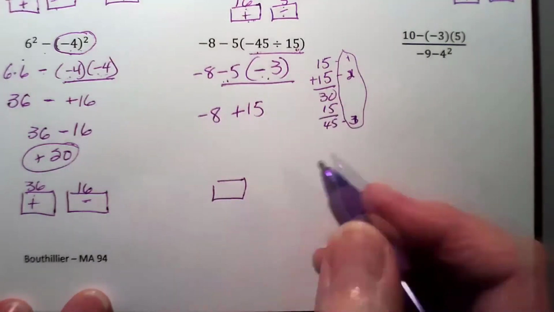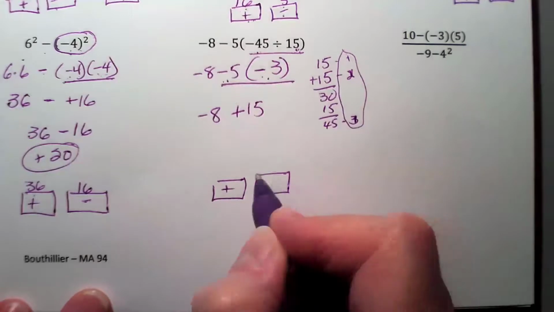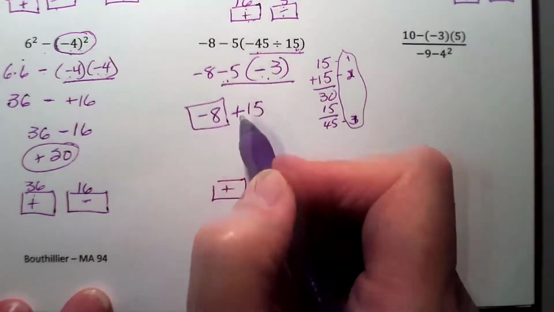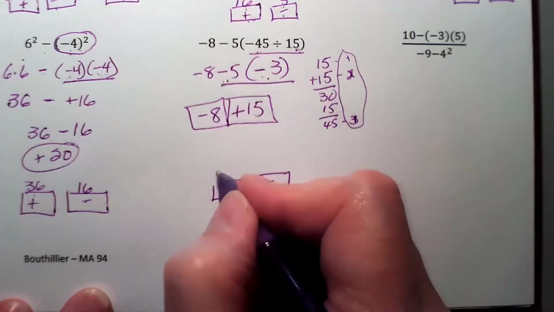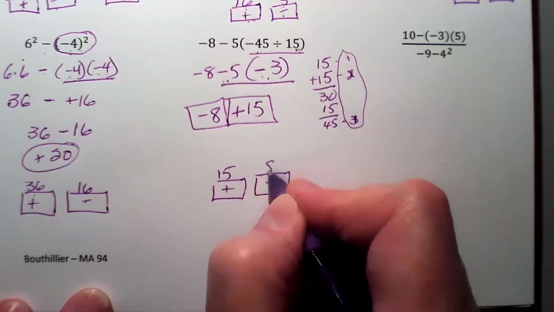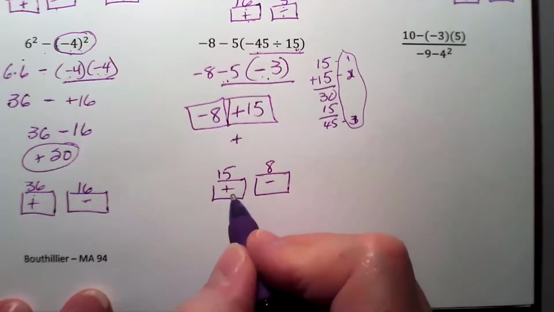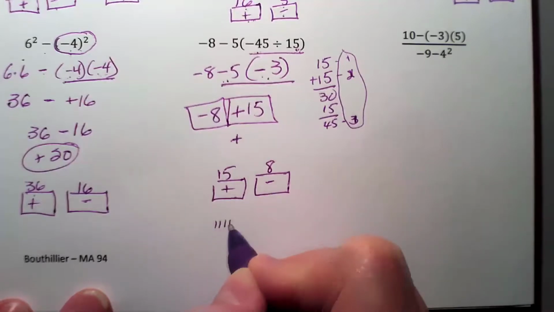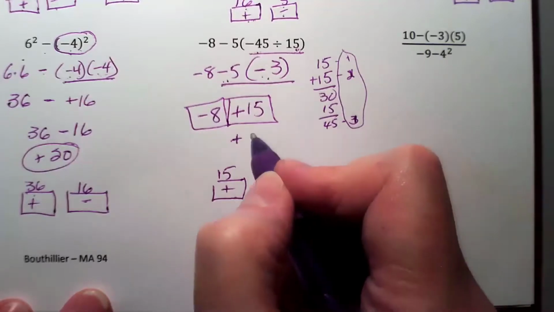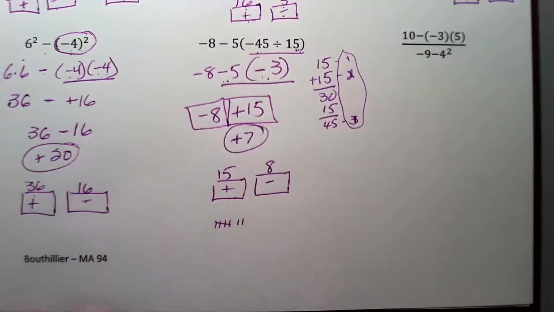If I do my boxes, I have a positive box and a negative box. I have a negative 8, positive 15. 15 goes in the positive, 8 goes in the negative. Which box has more? This one does. How many more? 8, 9, 10, 11, 12, 13, 14, 15. 7 more. So the answer is positive 7.